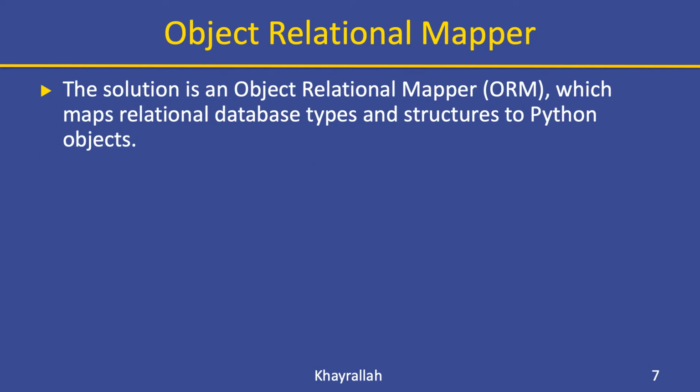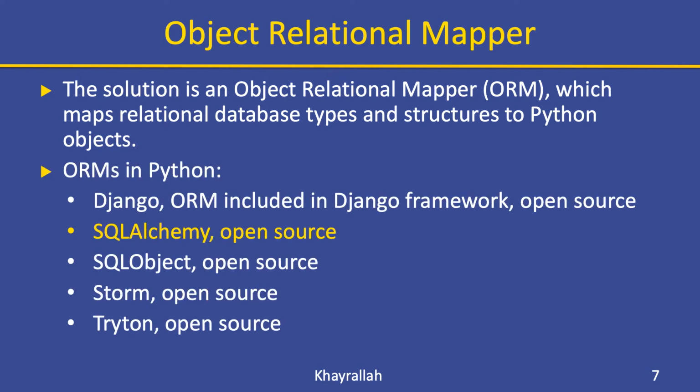The solution is to use an Object Relational Mapper, ORM for short. The Object Relational Mapper maps relational database types and structures to Python objects. There are several open source ORMs available for Python. There's the Django ORM. It's included in the Django Web Development Framework. Remember, we said that Django is a full stack framework. It includes the ORM. There is SQLAlchemy, and that's the one we'll use with our web app today.